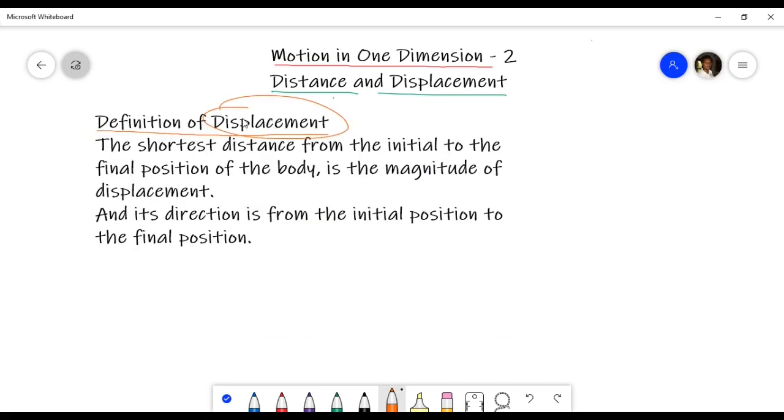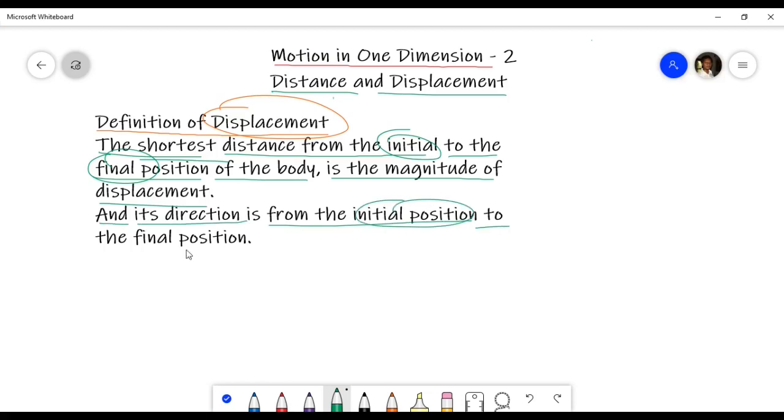Let's see the definition of displacement. It is the shortest distance from the initial point to the final position of the body. Right? It's the shortest distance from the initial to the final position of the body, and is the magnitude of displacement, and its direction is from the initial position to the final position. So this is the definition of displacement, and I hope you can remember and understand this.